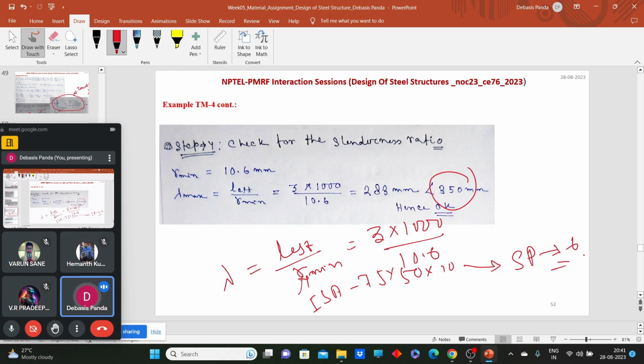So by this way, we can design one tension member. So this is not a straightforward process.